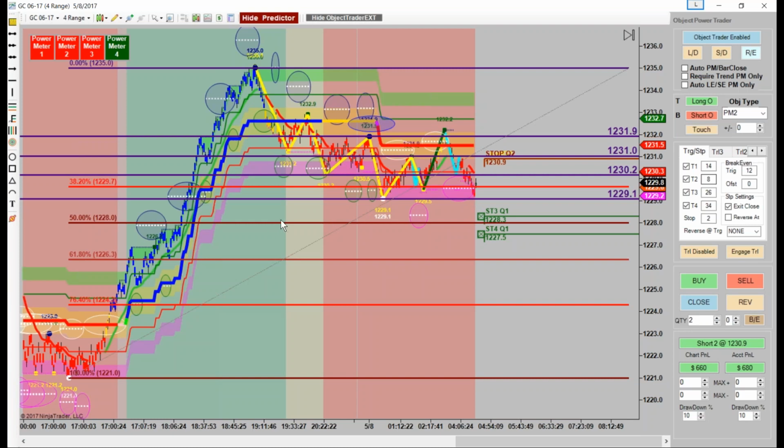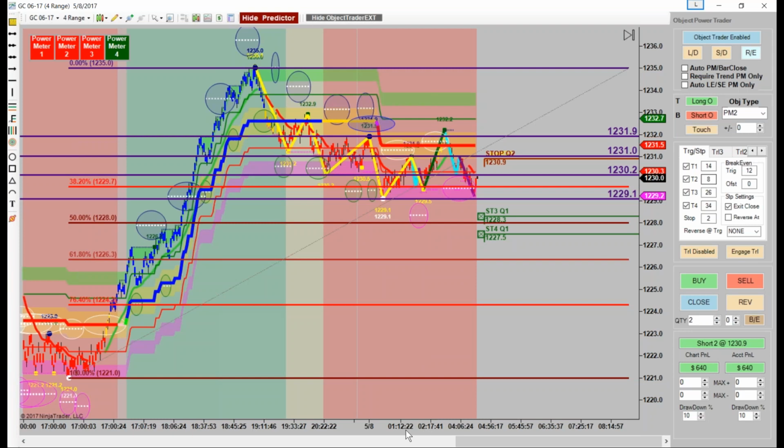Now, if it does break, it should go down to my 50, but if it doesn't break, it'll head back up. Okay, one figure that you want to remember on large moves is 38%. We find that over and over and over, that you get these huge moves like this. That retracement into 38 is usually the end of the run.